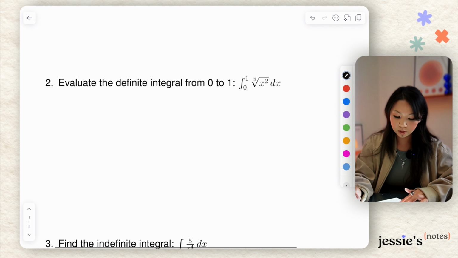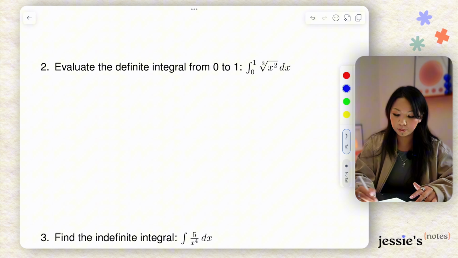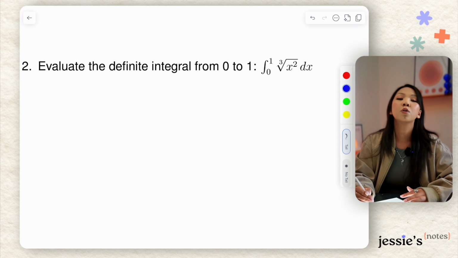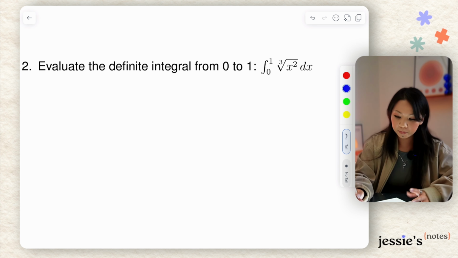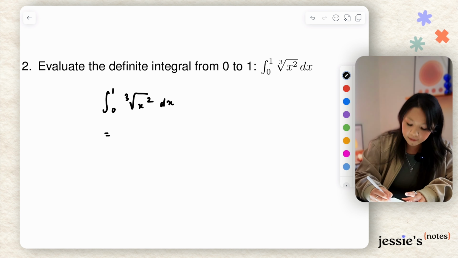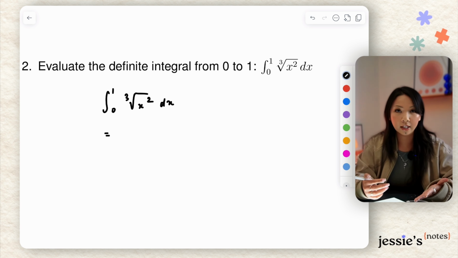Lovely. Next, question 2. Evaluate the definite integral from 0 to 1. So it's a definite integral because we have limits here. So that means once you integrate this, you're going to sub in the upper and lower limit, and then you're going to end up with just a number. So if I want to integrate 1 to 0 of the cube root of x squared dx, I want you to have the same instinct that you have when you want to differentiate something that looks like this.